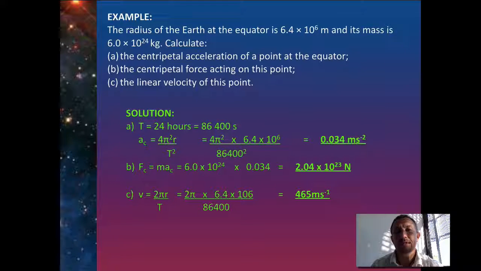Okay, so I hope that makes sense and shows you an idea as to how we can look at revolutions per second and manipulate that into our centripetal force and acceleration equations.